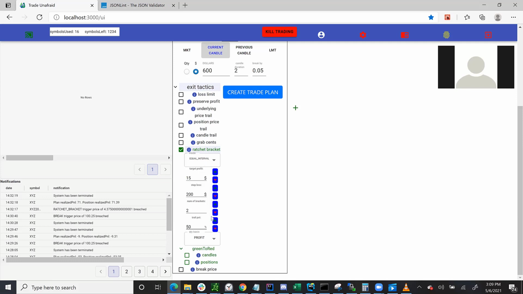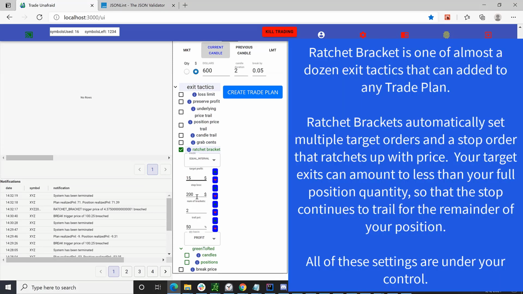So, okay, here's this. You have your target, your quantity basis of profit, and you're going to set these numbers to whatever is good for you, but I'll explain how the math plays out. I have set mine to start at $15 a bracket and a stop loss of $200, and I'm going to have two brackets and a 50% trail.